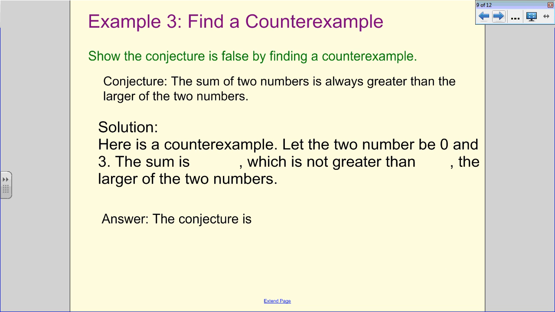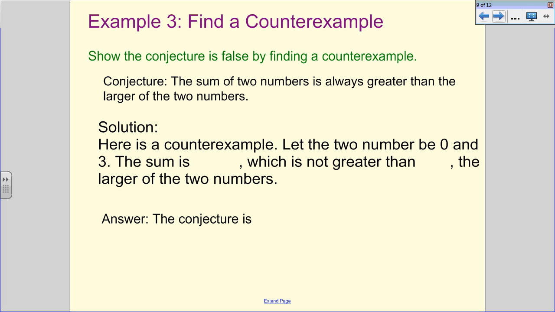All right, so now we're moving on to the third examples. We're finding counterexamples. So what we're trying to do now is prove someone's conjecture false, which we all enjoy doing, is proving someone wrong, by finding the counterexample. So the sum of 2 numbers is always greater than the larger of the 2 numbers. So here we are. We're going to come up with an example. So here's a counterexample for that.